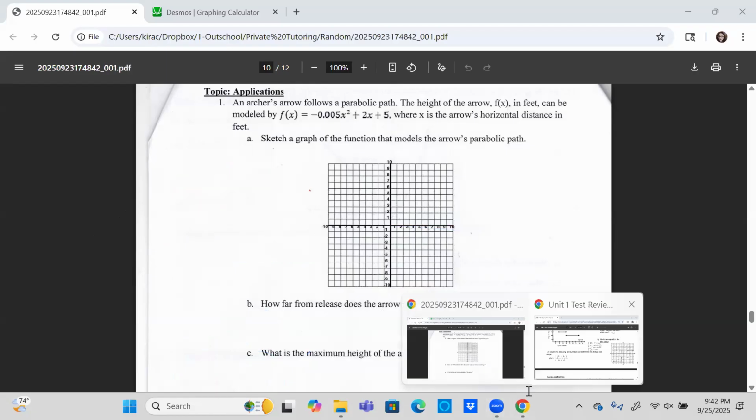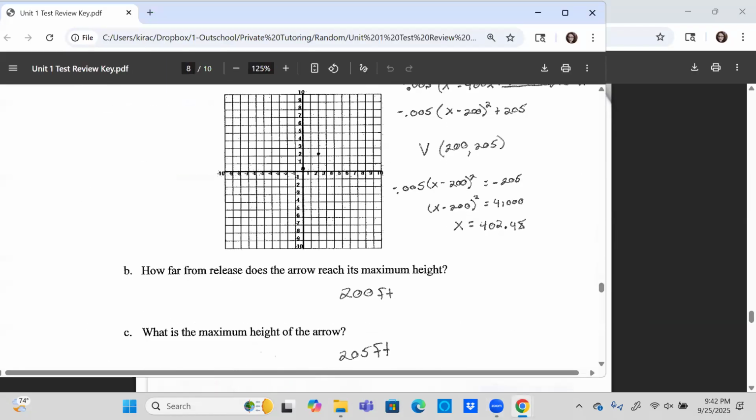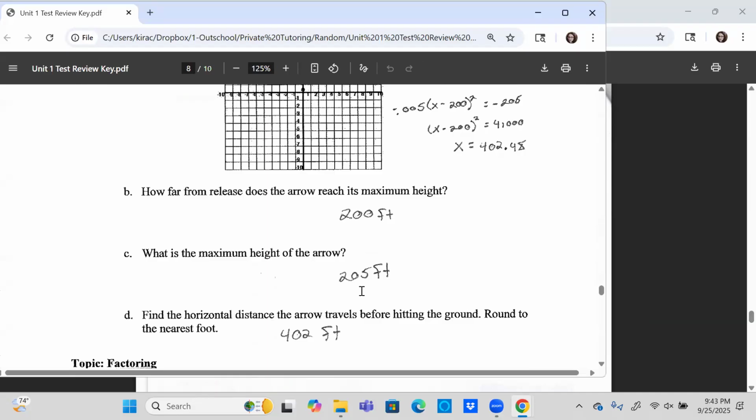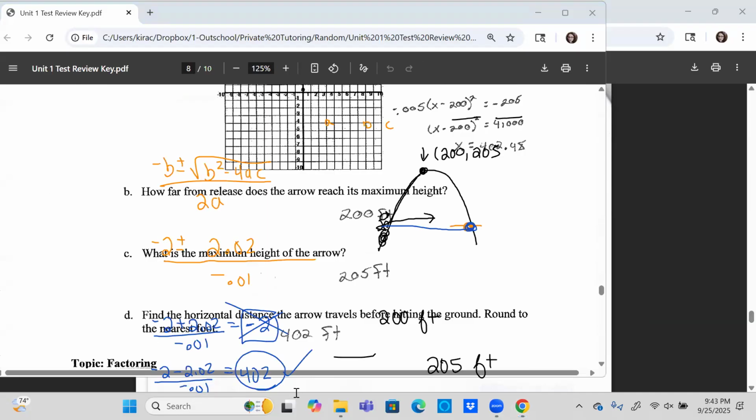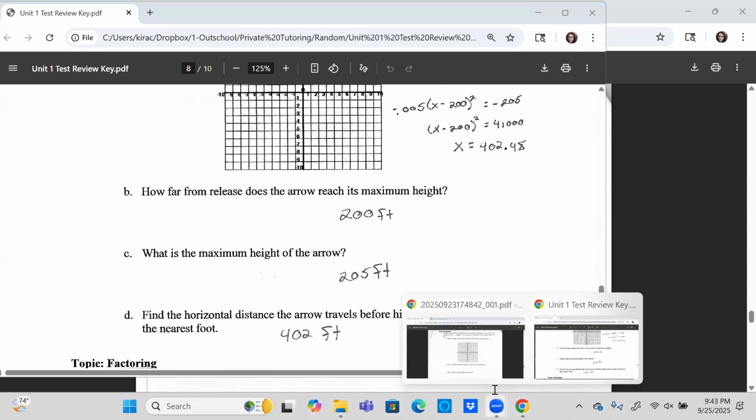Okay, let me check. Yep. Did I get 205? I don't even remember. Yep, they're all right. Now, if you're allowed to use Desmos, you're going to do that.